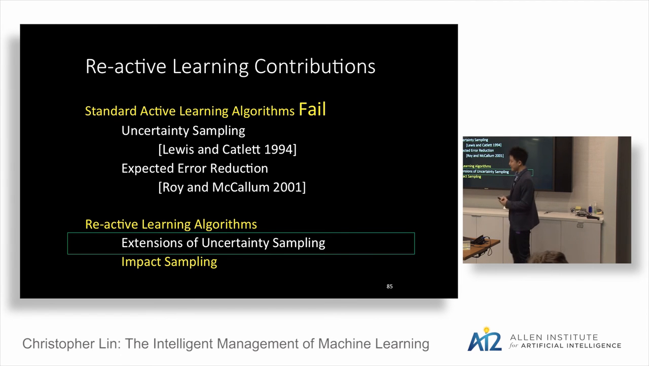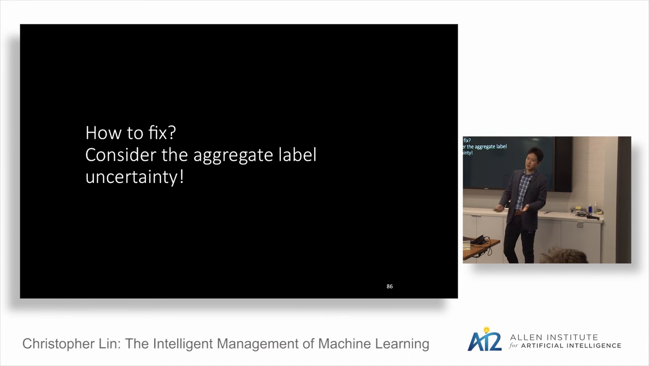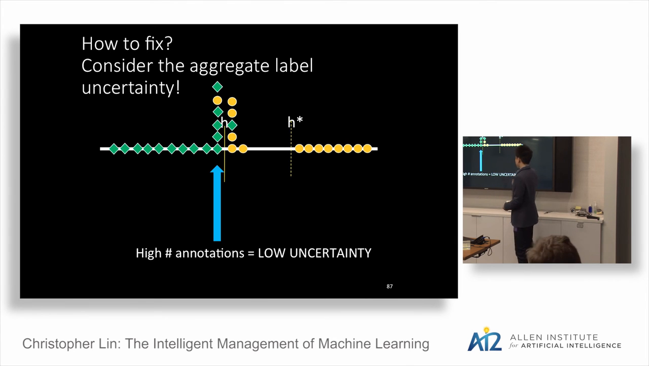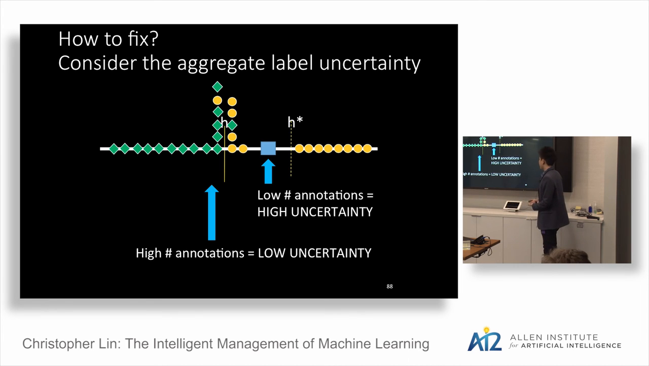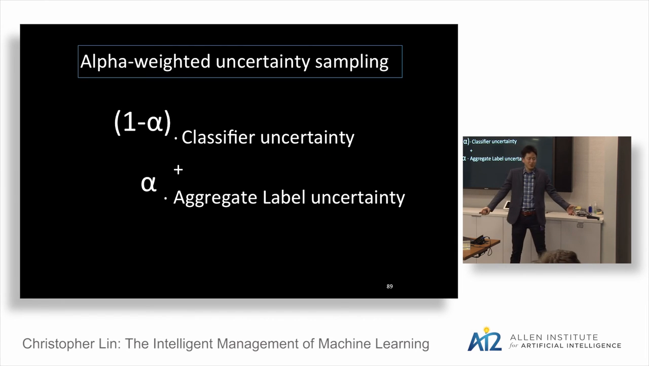OK, so now that we know why standard active learning algorithms fail, I'm going to go into how we can extend uncertainty sampling in order to fix the problems. So how do you fix the problems? Well, why don't you just consider the aggregate label uncertainty, right? Instead of just considering the uncertainty in the classifier, consider the uncertainty in the labels that you're getting. So in this same example, if you have an example with a high number of annotations, then that example actually has low uncertainty. You're very certain about what that label is. And if you have an example with a low number of annotations, then that actually has high uncertainty. You're actually not certain at all about what that label is. And then what you can do is some sort of weighting, right? You can just weight the classifier uncertainty against the label uncertainty and use that as your metric of uncertainty for uncertainty sampling.